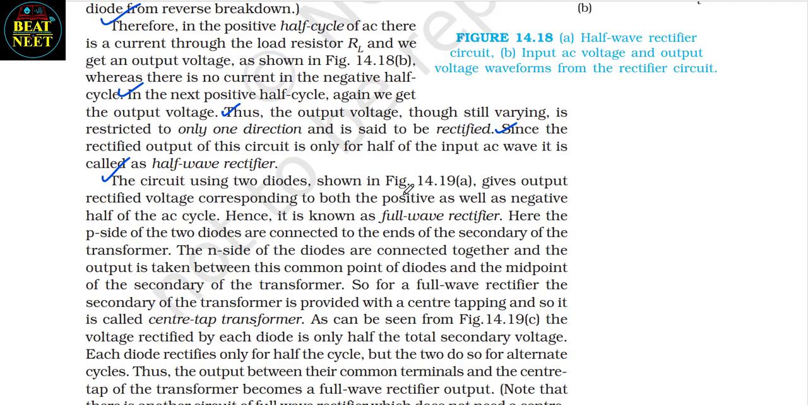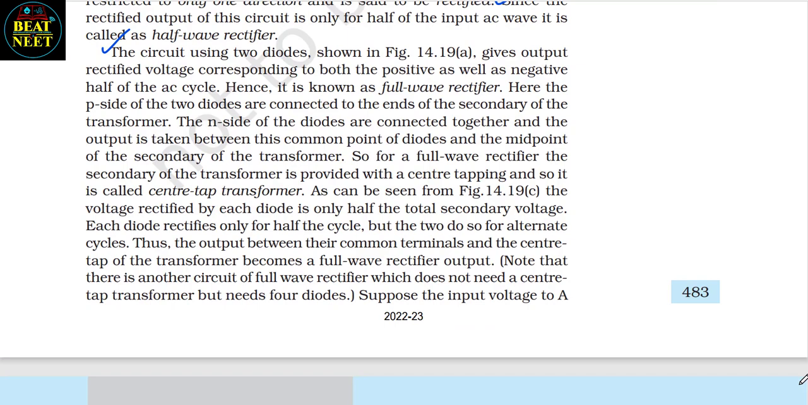The N side of the diodes are connected together and the output is taken between this common point of diodes and the midpoint of the secondary of the transformer. So for a full wave rectifier, the secondary of the transformer is provided with the center tapping, and so it is called center tap transformer.